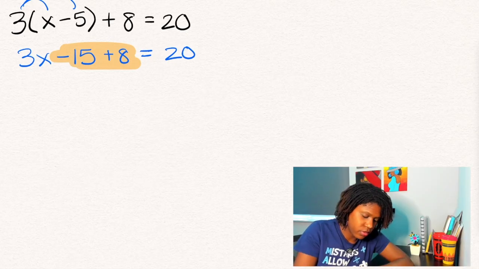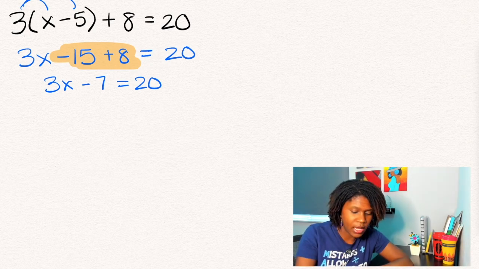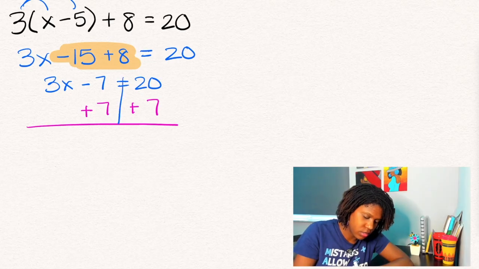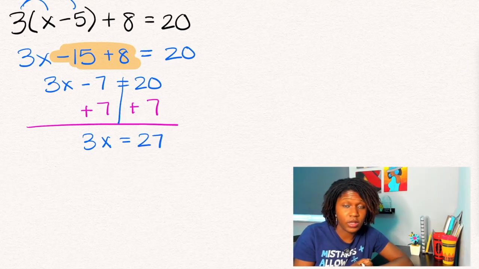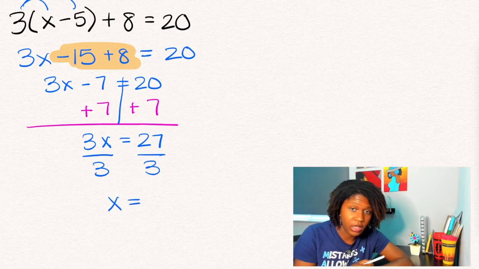So I would have 3x minus 7 is equal to 20. Then we want to get rid of the minus 7. So in this case, we're going to add 7 on both sides of our equation. And we find that 3x is equal to 27. And lastly, we want that x by itself without the 3. So we'll divide by 3 on both sides and find out that x is equal to 9.